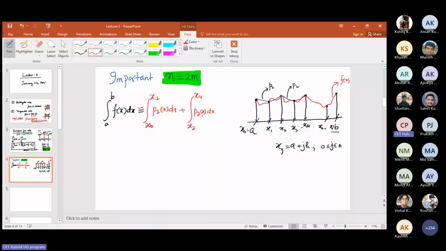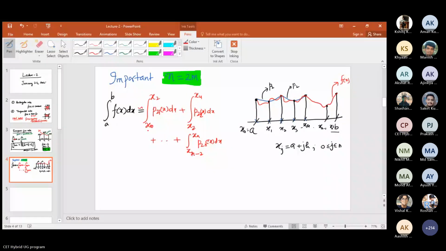You can call them p21, p22, like that, plus dot dot dot, the last one x n minus 2 to xn. If you look, there is a difference of 2 points, right? So from xn minus 2 to xn, with xn minus 1 and xn minus 2 there, we take p2n, and whatever comes, its integral of f(x) dx.